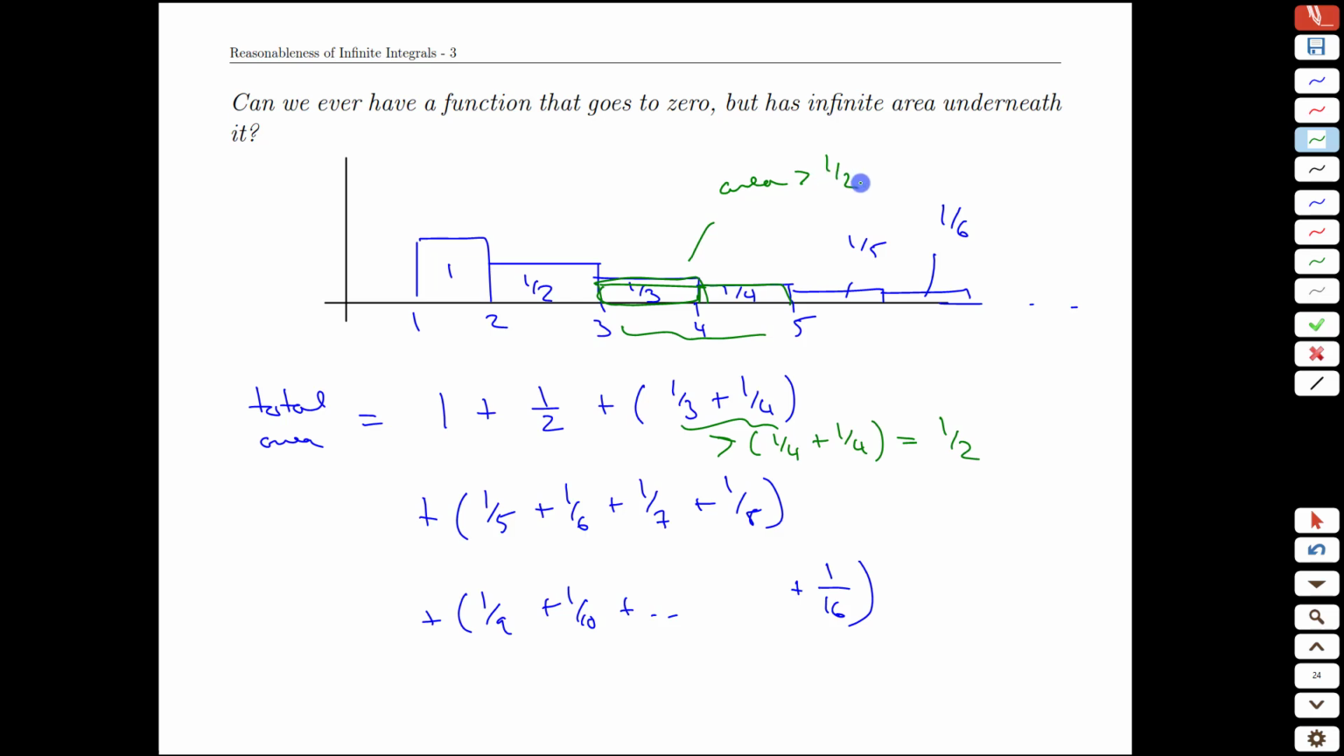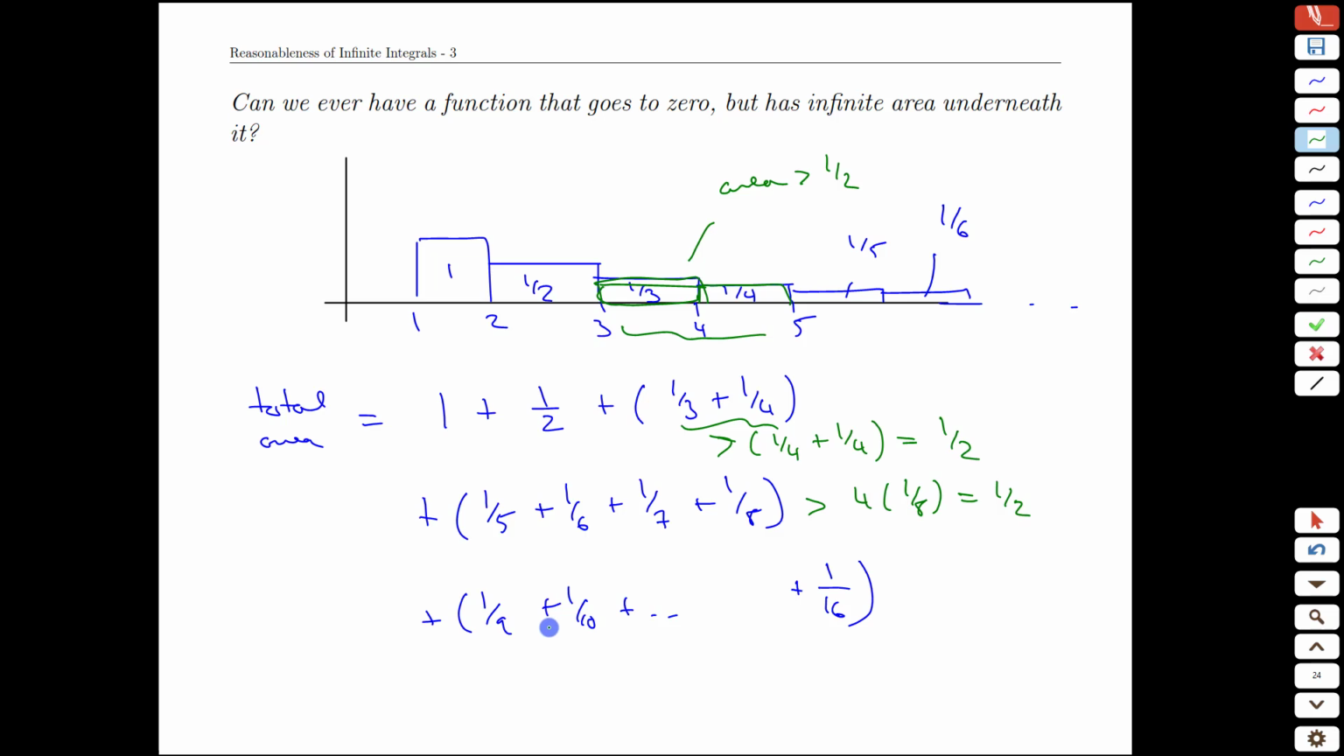Okay. What about these 4? Well, if we have 1/5 plus 1/6 and so on, they're all bigger than 1/8. That is going to be bigger than 4 times the 1/8. These fractions are bigger, and I have 4 terms. Well, that means that collection there is going to be larger than 1/2 as well.